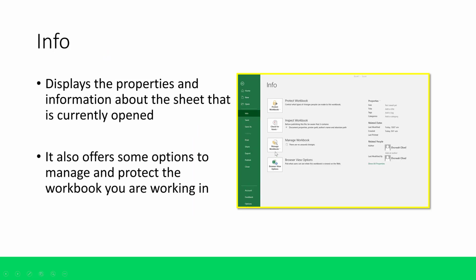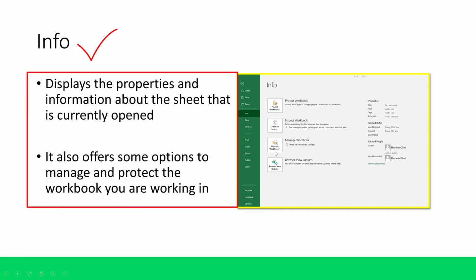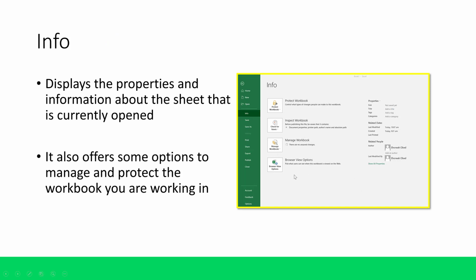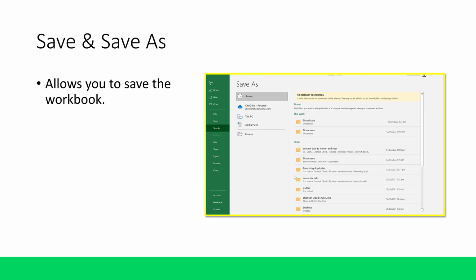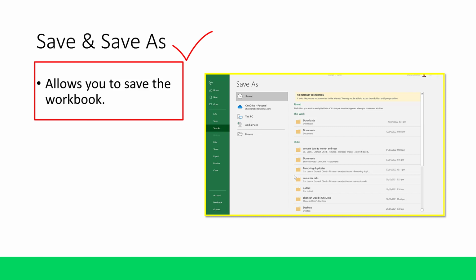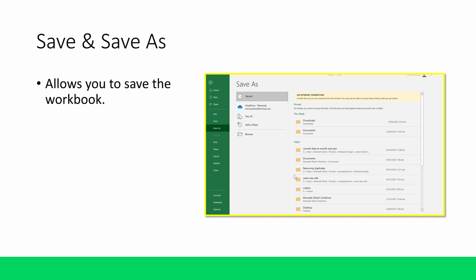The next one is info, and info basically gives you some information about the current open workbook and the worksheet as well. So there are a number of properties that will be shown right here in info, and it also allows you to protect your file by setting a password and the likes. There is save and save as, and as the name suggests, it allows you to save your file. So if you have created a workbook that you are yet to save, then either of these will allow you to save it. Or if you've already saved it, you've made changes and you want to save it with a different name, then the save as option will help you do that.